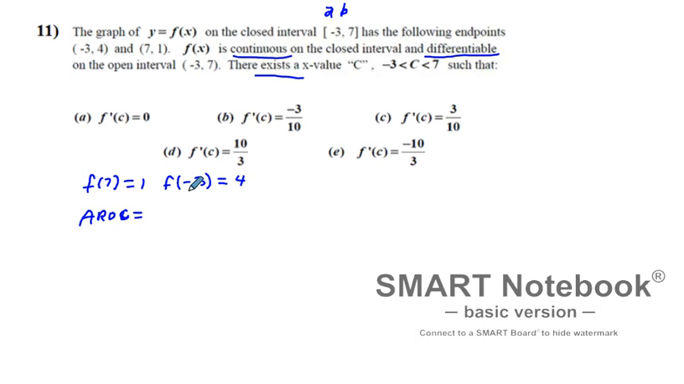So we have f of b, which is 1, minus f of a, which is 4, over b, which is 7, minus negative 3. And so we get negative 3 in the numerator and 10 in the denominator. So we know there has to be an x value such that f prime of c is equal to negative 3/10. That's choice B.